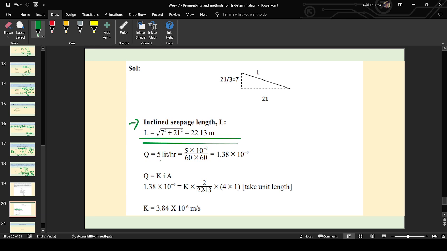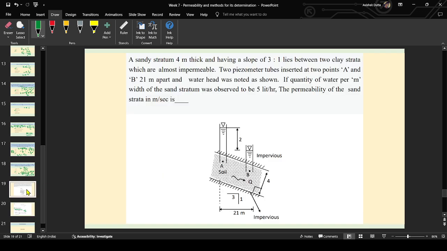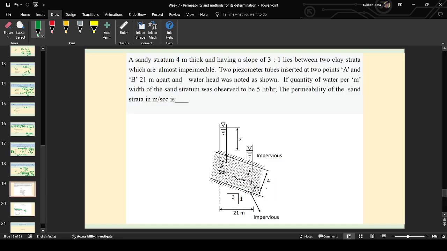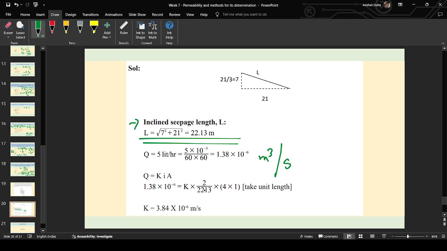Now convert the Q to meter cube. This is in meter cube per second, right? Because 1 hour is converted into seconds and liter converted to meter cube. This is the discharge. Then again Q equals to KIA. What is I? I equals to H by L. H is the head difference, which is given over here as 2, divided by L, the length of traverse, which is 22.13, into area. The thickness is 4 and unit width to the plane of paper is 1. This is the area. Now rearranging this entire equation, we get K equal to 3.8.